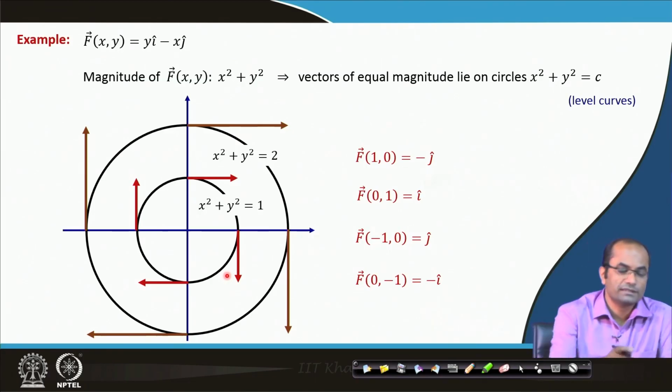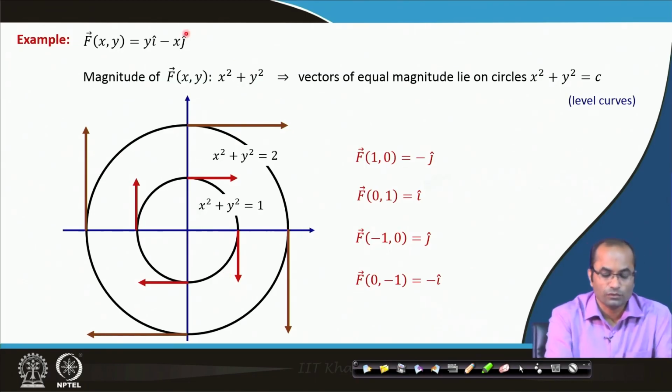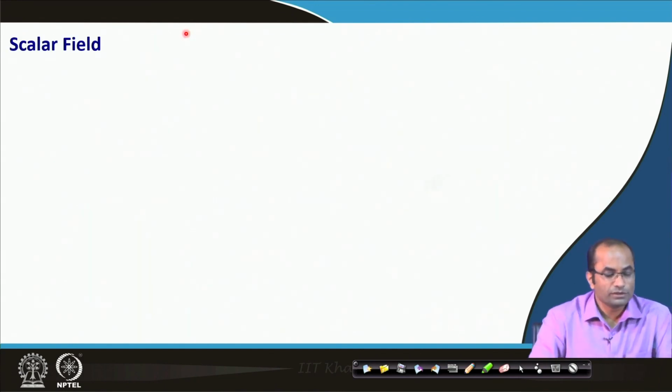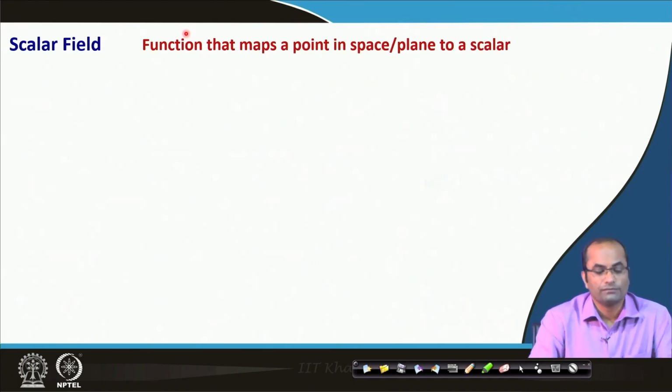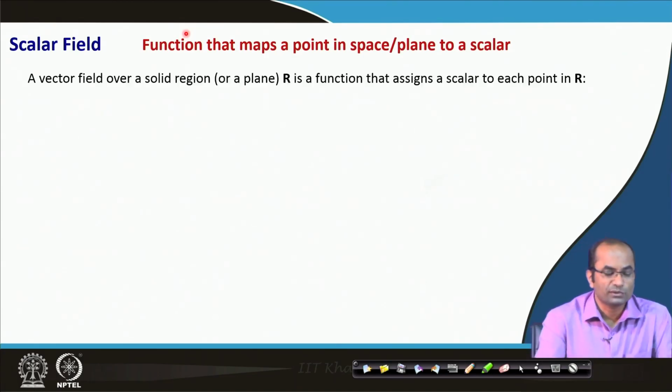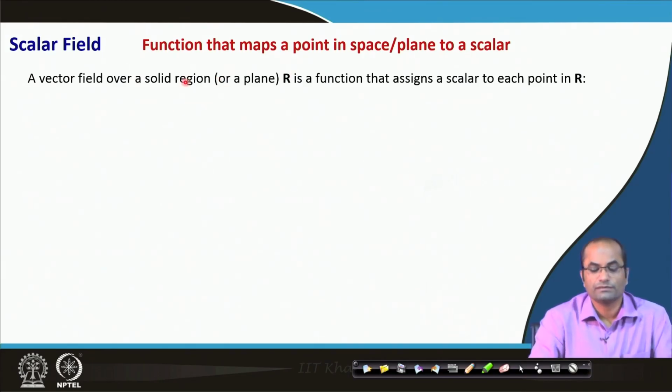So, we can visualize how this vector field looks in this case. For instance, we have this 2 dimensional setting. Coming to the scalar field, these are the functions that map a point in a space to a scalar value. A scalar field means the value of the function is a scalar, not a vector. So, a scalar field over a plane, or a solid region, is a function that assigns a scalar to each point in R.